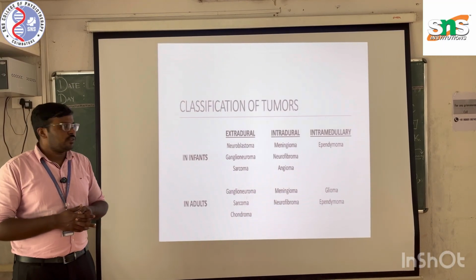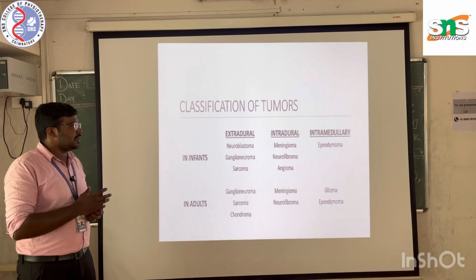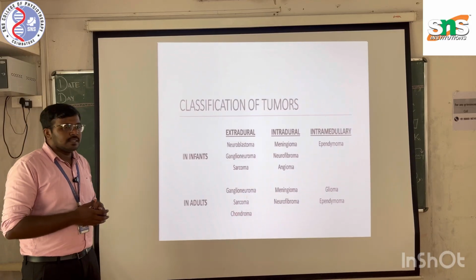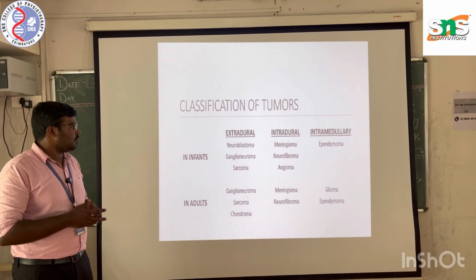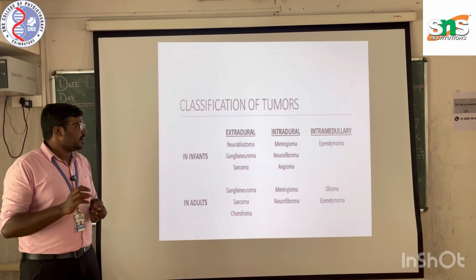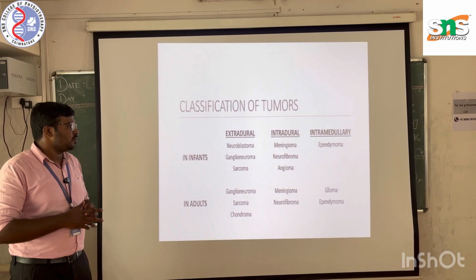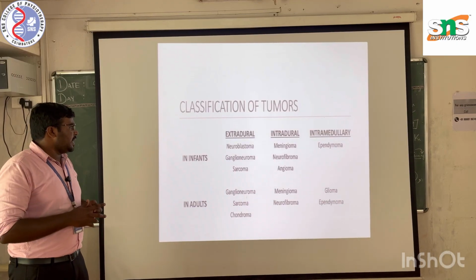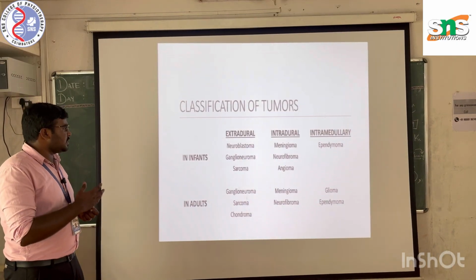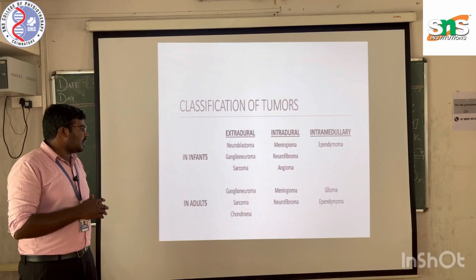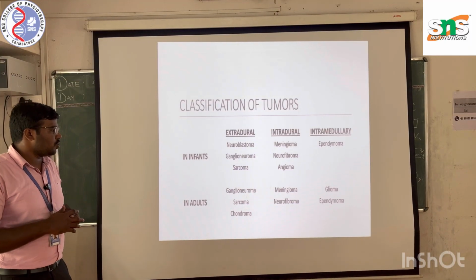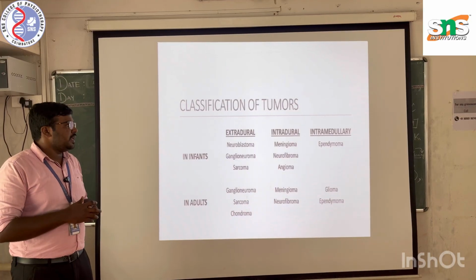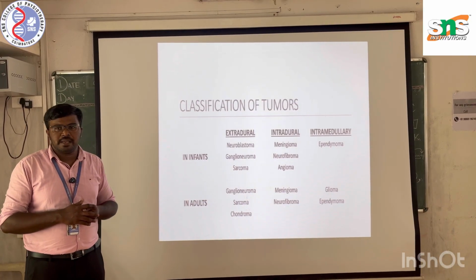Classification of tumor in infants: extradural tumors include neuroblastoma, ganglioneuroma, and sarcoma. In infants, the intradural tumors are meningioma, neurofibroma, and angioma, and the intramedullary tumor is ependymoma. In adults, the extradural tumors are also ganglioneuroma, sarcoma, and chondroma. In intradural tumor, we have meningioma and neurofibroma. In the intramedullary tumor, we have glioma and ependymoma.